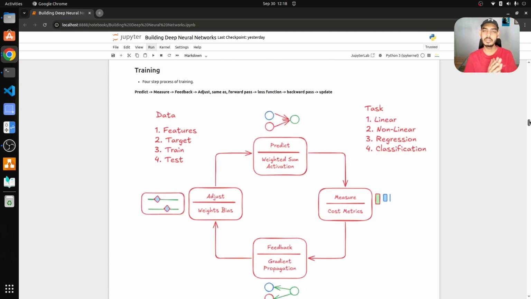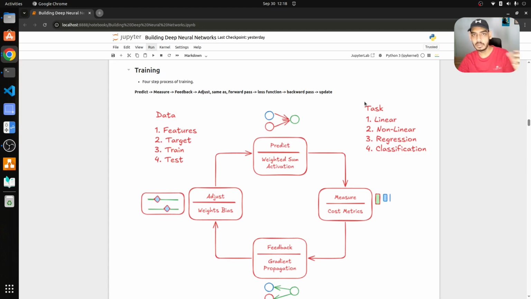Now let's talk about the training process. We have already discussed this multiple times in the previous video. So we have come to a conclusion with respect to data and task. We have features, which are distance and ratings. The target is our price. We have 32 data points in the training data set, and 8 data points for the testing data set. And the task that we are trying to solve is non-linear regression.